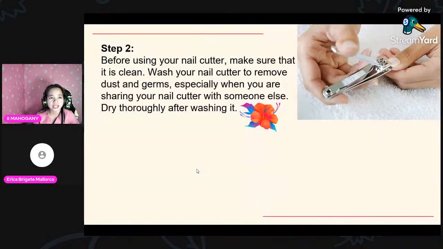So for step number two, before using your nail cutter, make sure that it is clean, of course, di ba po? So tingnan nyo muna kung malinis yung nail cutter ninyo bago nyo gagamitin. Wash your nail cutter to remove dust and germs. Okay, so pwede rin nating isanitize sa alcohol. Okay, especially when you are sharing your nail cutter with someone else. So kailangan, lalo na po pag may ka-share tayo sa nail cutter, dry throughout after washing it. Okay po? So again, step number two, make sure that the nail cutter is clean before you are going to use. Okay? Next.